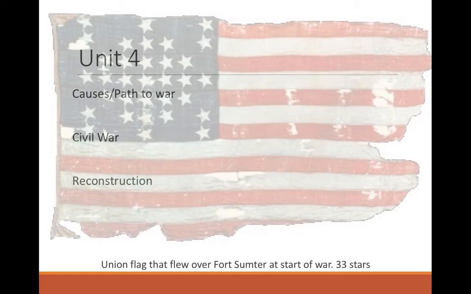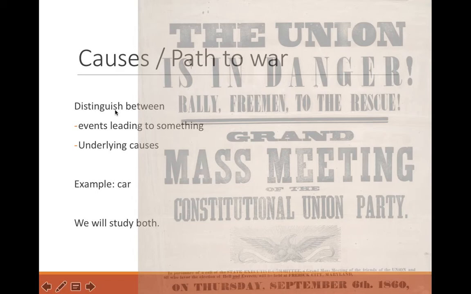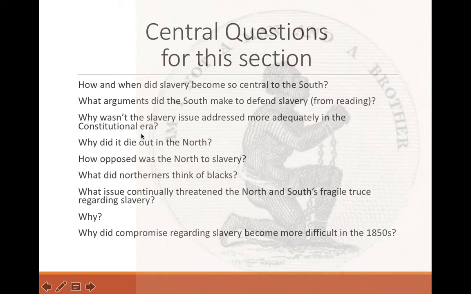If you remember, last time we were doing the causes and events leading up to the Civil War, this first part of Unit 4, and I covered the differences between the underlying causes of something and the events leading up to it. Gave you those central questions. Take a moment, maybe pause this and look them over and see which ones I've answered, which you can answer, and then which ones still remain. I forgot to start my stopwatch, so I'd be a little behind there.